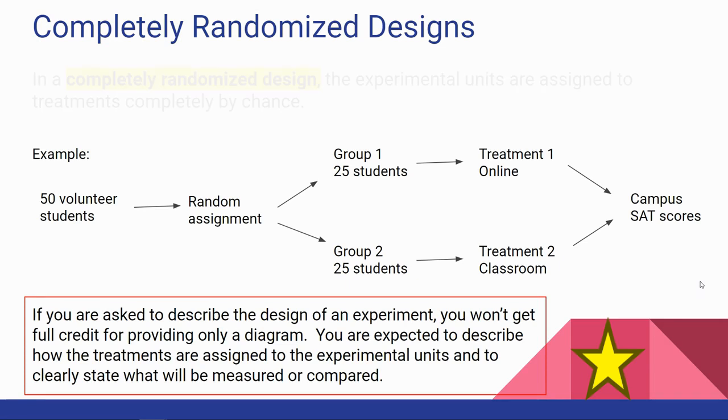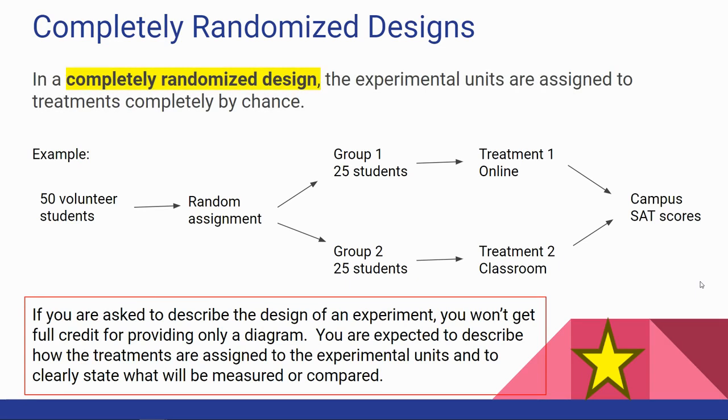So, completely randomized designs. In a completely randomized design, the experimental units are assigned to treatments completely by chance. Your first step would be to take your group of 50 volunteer students. You would use technology, Table D, or slips of paper to randomly choose your first group of 25. The remainder of the 50 student volunteers would be in group 2. Then you would assign group 1 the first treatment, and group 2 the second treatment, in this case online versus classroom. And then at the end of the experiment, you would compare the results on the SAT scores.